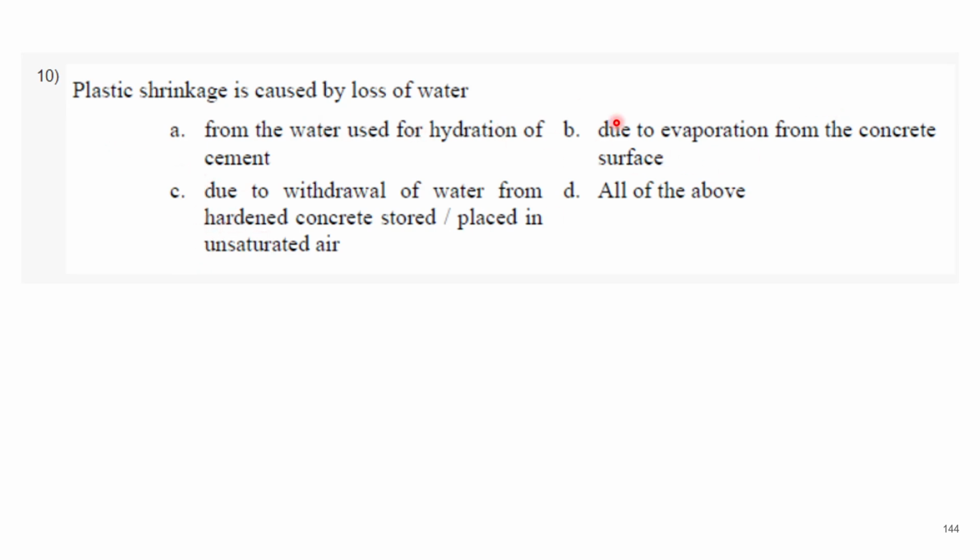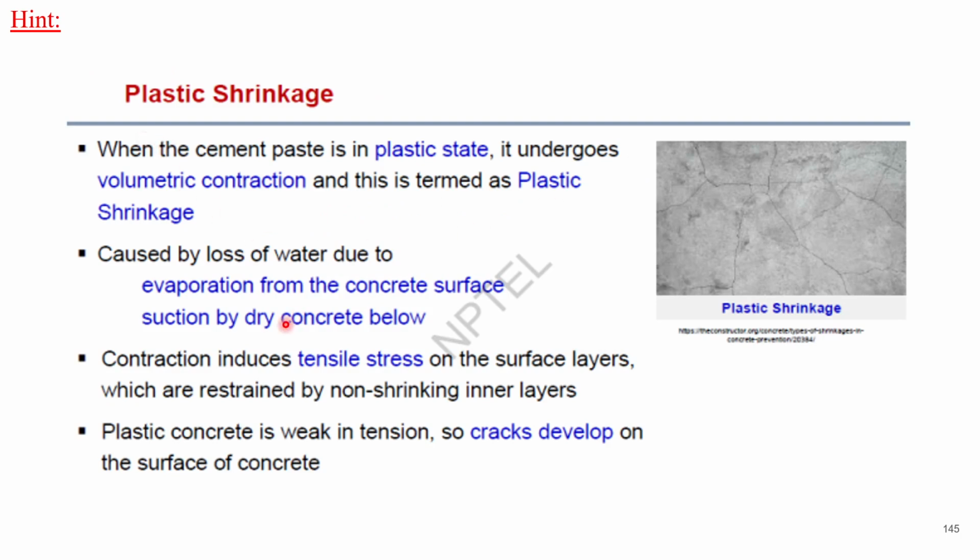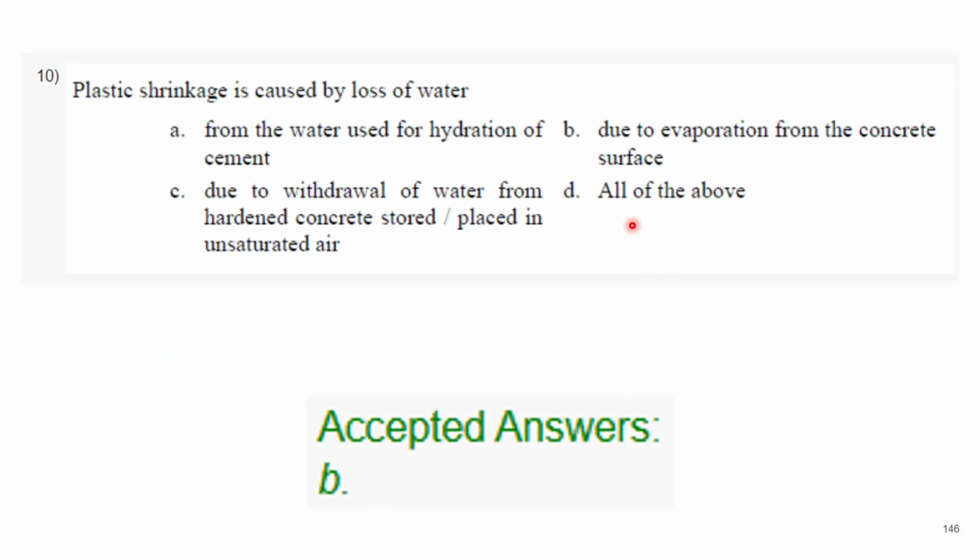But loss of water due to evaporation from the concrete surface is basically plastic shrinkage. During the plastic state, when the loss of water occurs due to evaporation from the concrete surface, that is plastic shrinkage. So B is the correct option. It is also shown in this slide: loss of water due to evaporation from the concrete surface is plastic shrinkage. So B is the correct option.